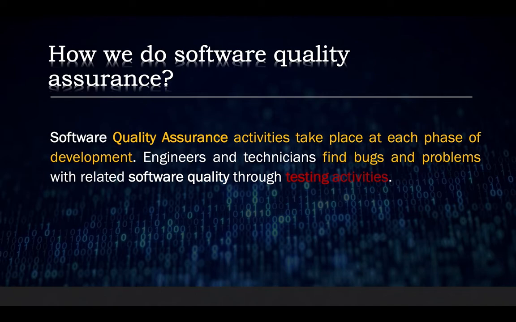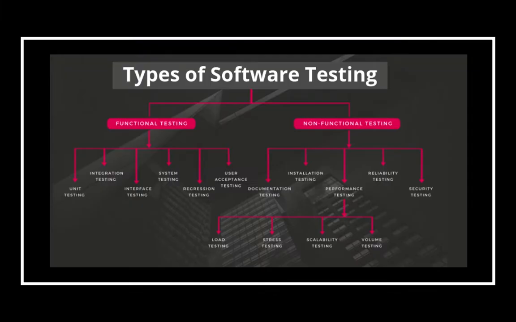Hello everyone, this is Abhinav Bhardwaj, and in this part of the video we are going to talk about how we do software quality assurance. So first off, what is software quality assurance? Software quality assurance is a set of standards that we have to follow to make good quality software. To do software quality assurance, the engineers and technicians have to find the bugs in the software, and they find these bugs through the testing activities that we are going to talk about in this video. So let's get into it.